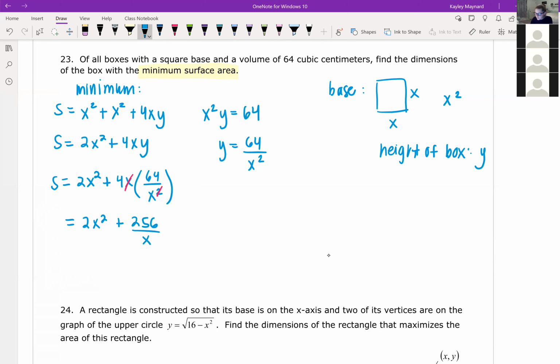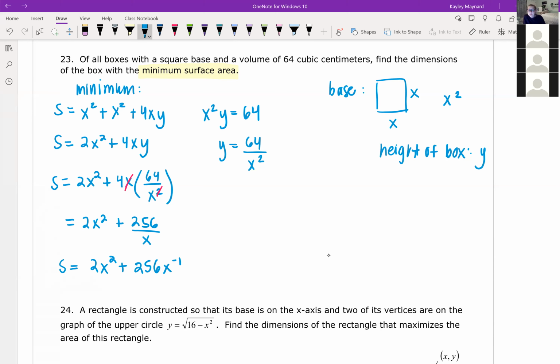Okay, so S is equal to 2x squared plus, and I'm going to write this as 256x to the negative 1. That's because we're about to take a derivative, and you guys know whenever you're about to take a derivative, it's easier to bring things up as negative exponents. But before we actually go ahead and take a derivative, let's identify the domain here.